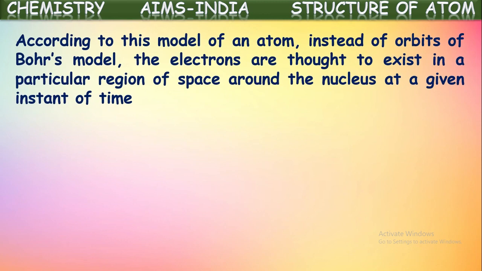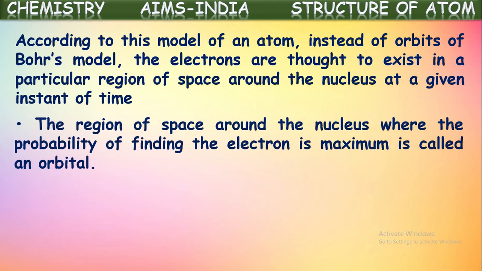According to this model of an atom, instead of orbits as in Bohr's model, the electrons are thought to exist in a particular region of space around the nucleus at a given instant of time. So instead of pointing out the electron, a certain region or place is considered where the electron can exist.